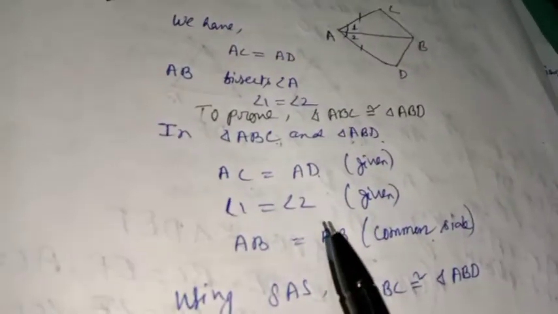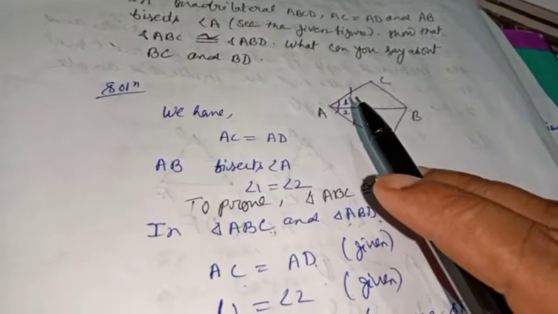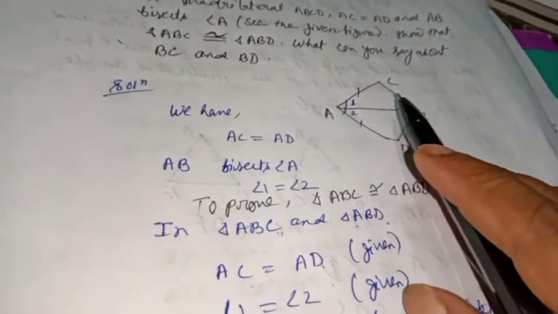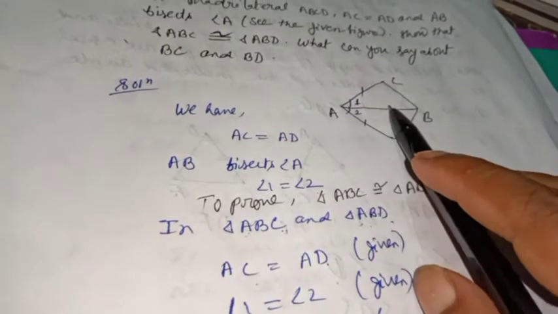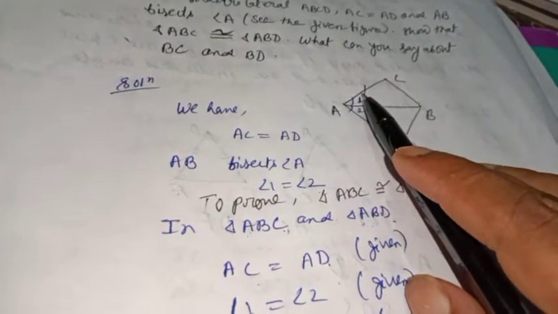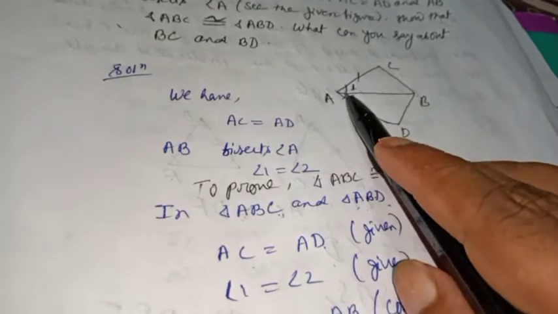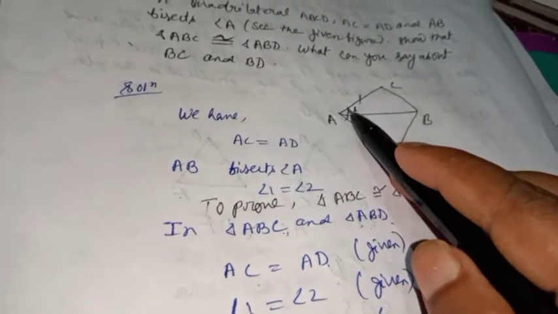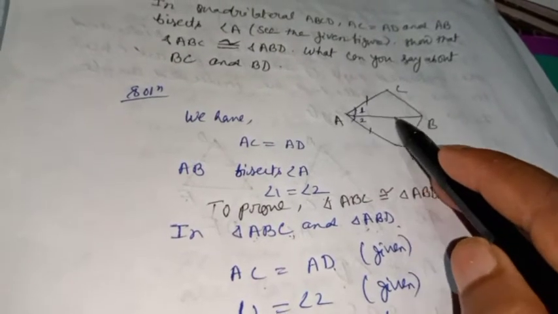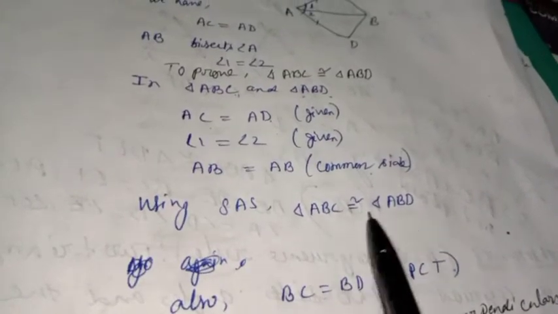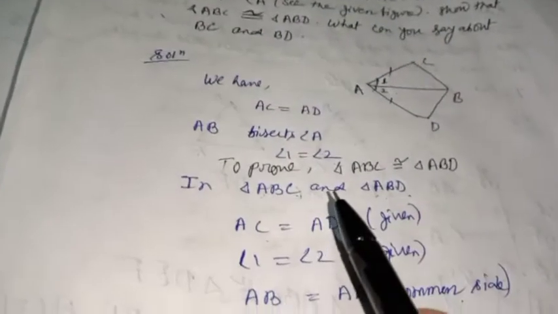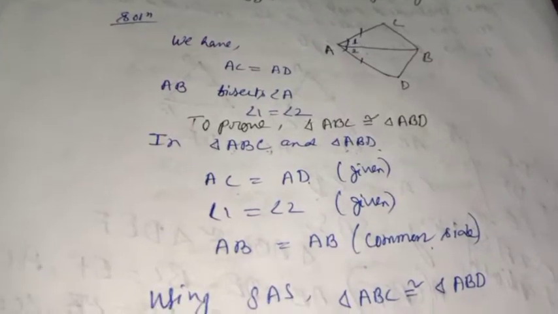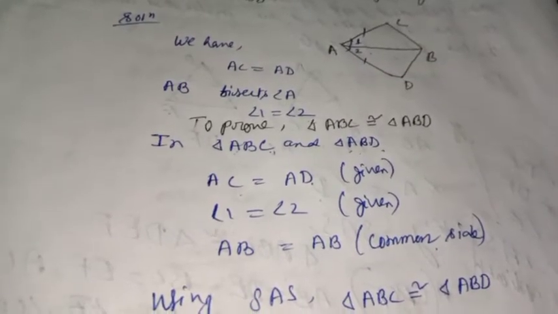Which criteria can we use? Can you guess? For this you have to see any one of the triangles. Suppose I am taking ABC. In ABC, what sides or angles have you used? You have used this AC, AB and this angle. Now see, S, this angle A, then this side, means SAS. So you can write using SAS, triangle ABC is congruent to triangle ABD. I hope all of you understood how to compare and how to see which criteria you have to use.